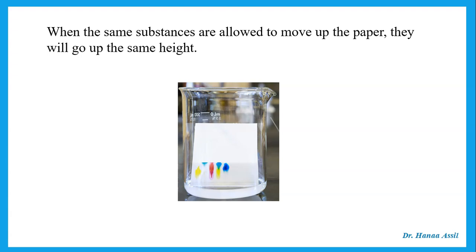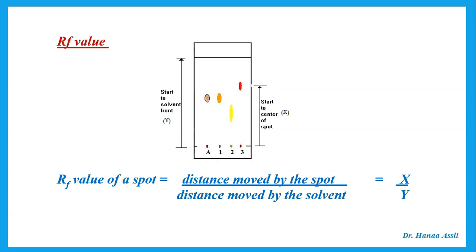When substances are separated, we can compare them to other substances. Any spots that go up the same height are the same substance, and they will have the same RF value. Now, how do we calculate the RF value? We take a spot, for example, that red spot on the right, substance 3.